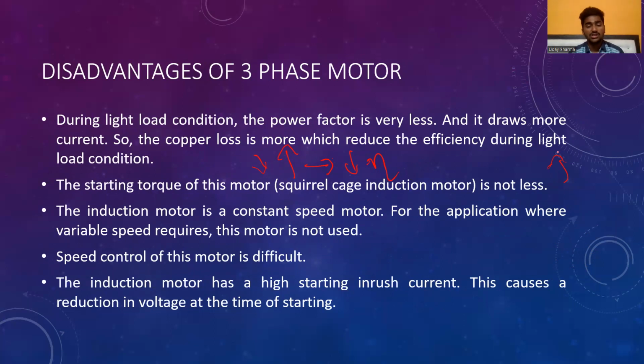An induction motor is a constant speed motor. For applications where variable speed is required, the motor is not used. Speed control of this motor is difficult. Induction motor has a high starting rush current that causes a reduction in voltage at the time of starting.